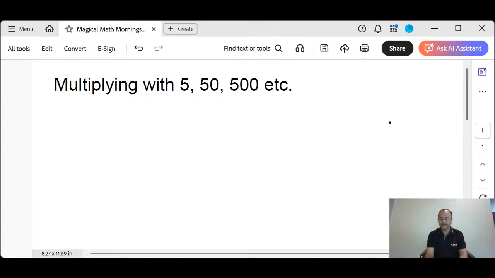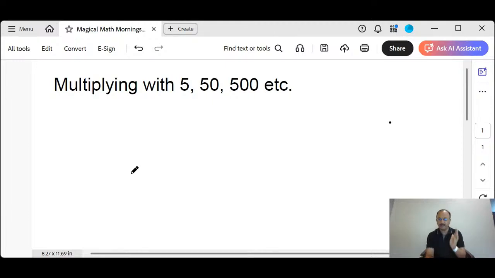Next 3 to 4 sessions, we are going to learn some quick shortcuts for different numbers. The easiest one among them is multiplying any number with 5, 50, 500, 5,000, etc. For this, we have to learn to multiply first any number with 10, 100, 1000.